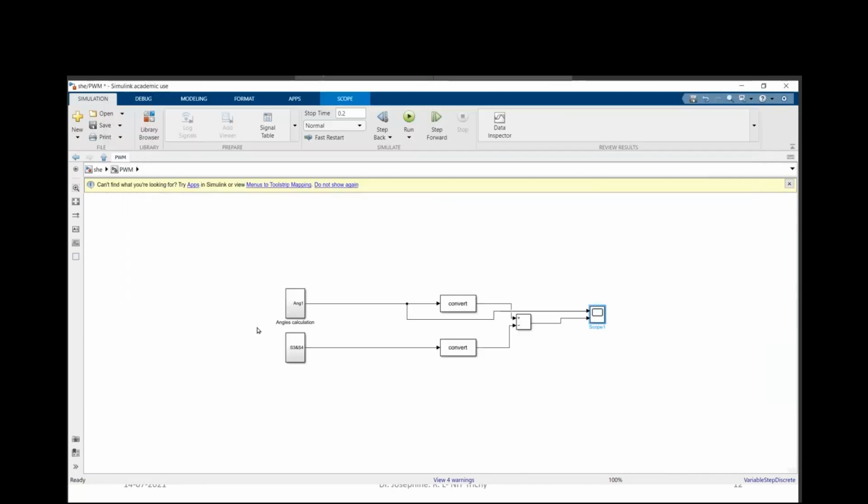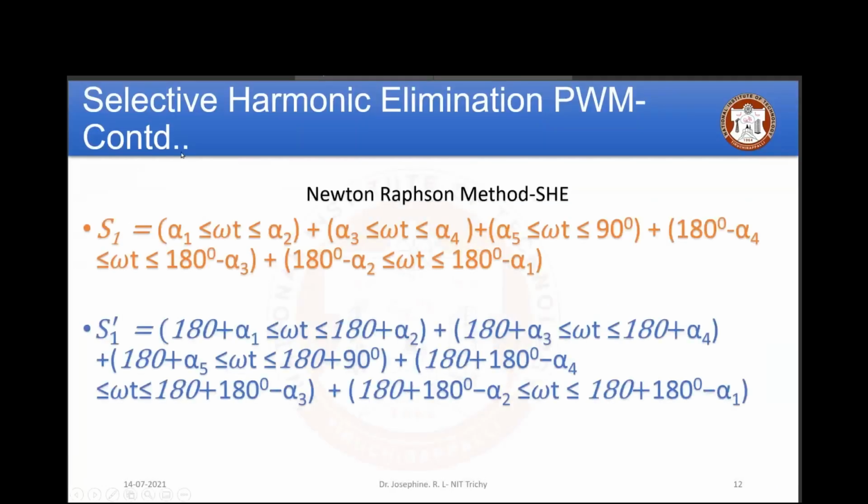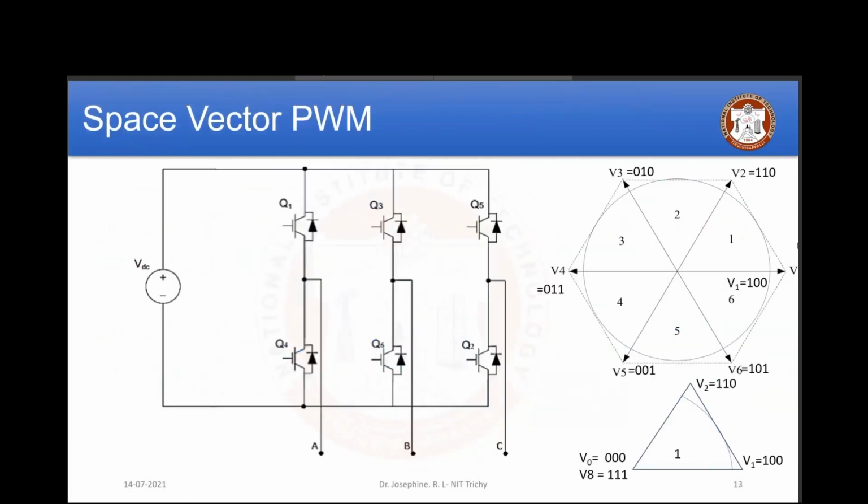So your next topic is selective harmonic elimination PWM. We have covered this one. The next one is space vector pulse width modulation. This is somewhat complex, but it is very interesting. So assume that I have a 3-leg inverter and you want to compare this. In this space vector, assume that there are 6 sections.